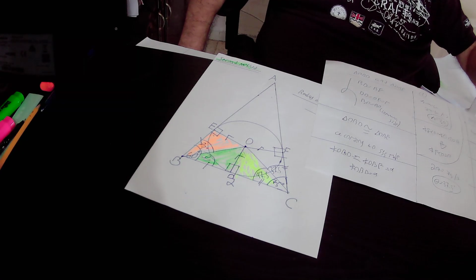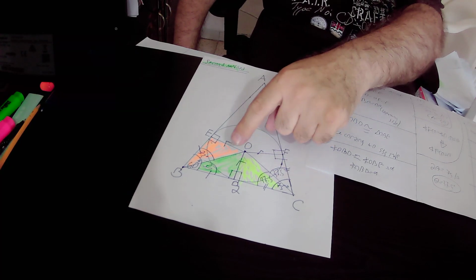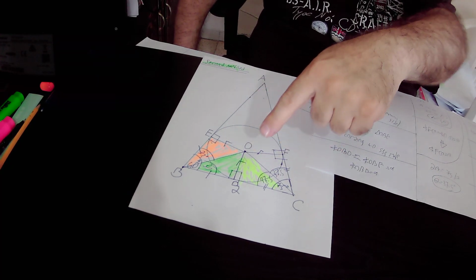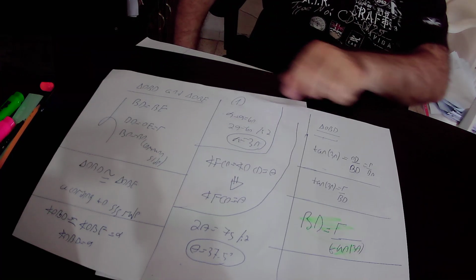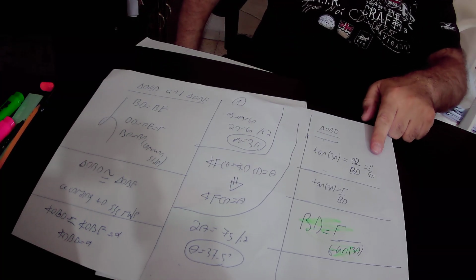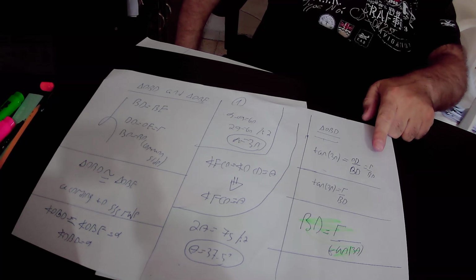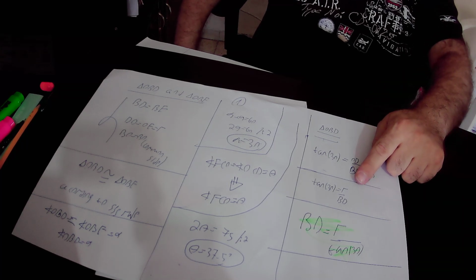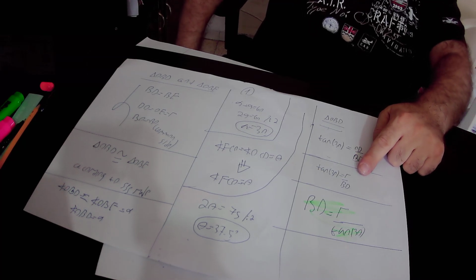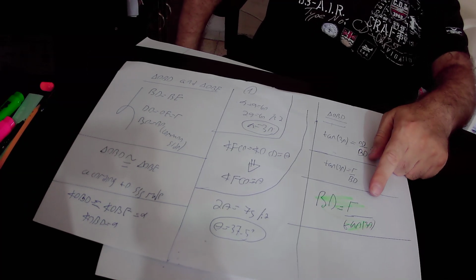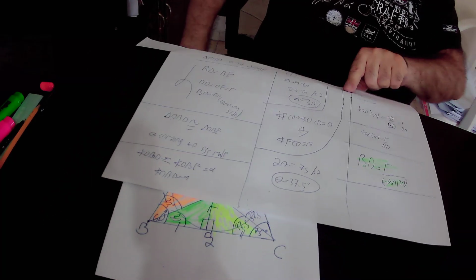Then we focused on the green triangle OBD. In the green triangle OBD, tangent 30 degrees equals OD over DB. OD equals R, so tangent 30 degrees equals R over BD. We multiply this equation by BD and then divide by tangent 30 degrees and find that BD equals R over tangent 30 degrees.